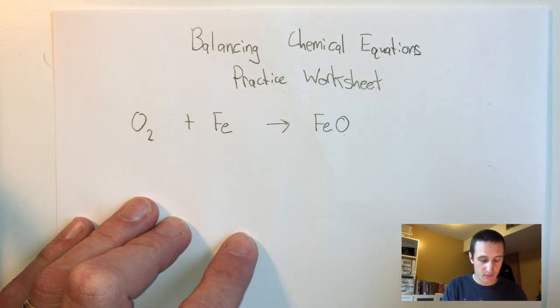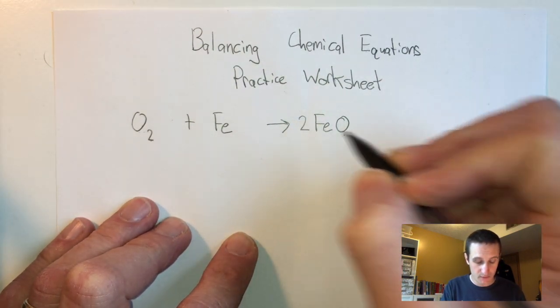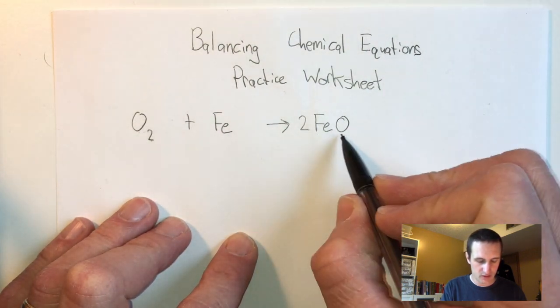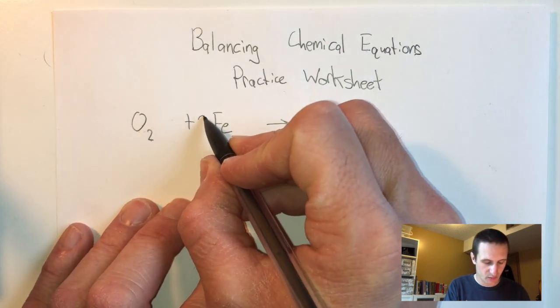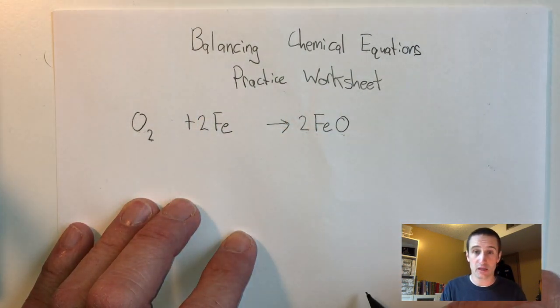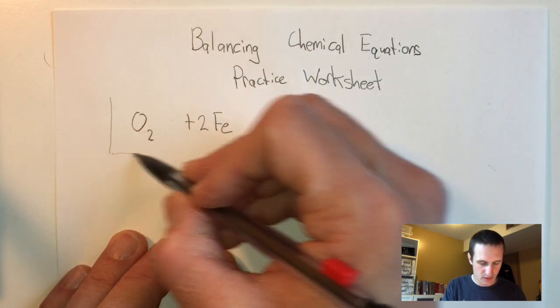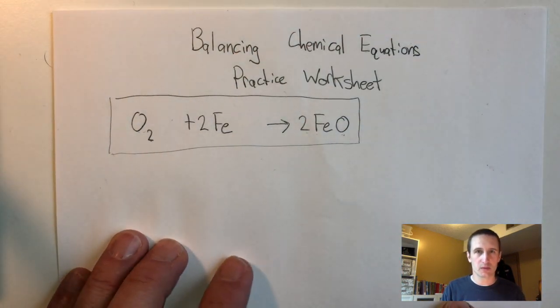And the way that we have to balance it is by using a coefficient. I write the number 2 in front of the compound FeO, and now I have 2 oxygens. I also have 2 iron, which means I have to come back and put a 2 in front of the Fe. Now, this one is a balanced equation. Let's look at the next one.